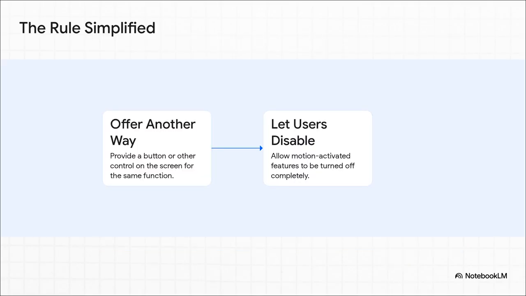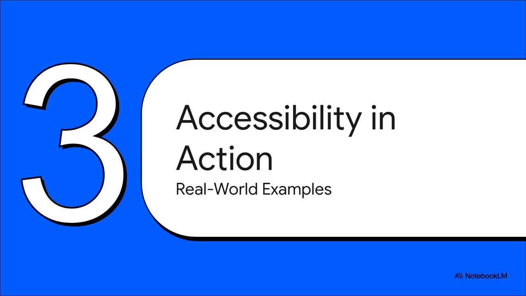So what does that wall of text actually mean? Well, it all boils down to two simple actions for developers and designers. First, if you have a feature that's triggered by motion, you have to provide another way to do it, like a button on the screen. And second, you have to let users turn the motion feature off completely. That's it. Simple, right?